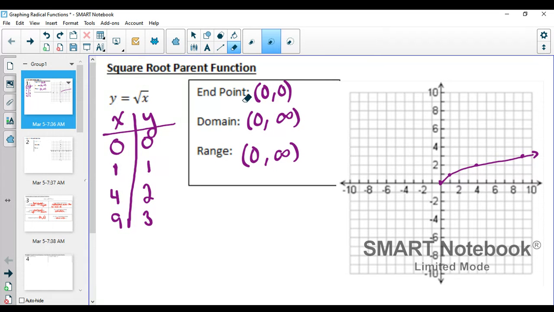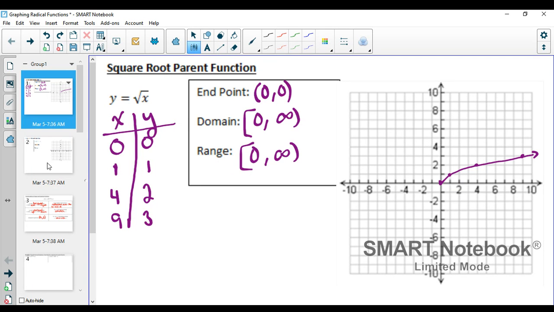Actually, I'm going to put square brackets around the zeros because you can have 0, and that's a definite answer. So this is what the parent function of a square root function looks like. It'll be this basic t-chart, this graph, and then these endpoint, domain, and range.